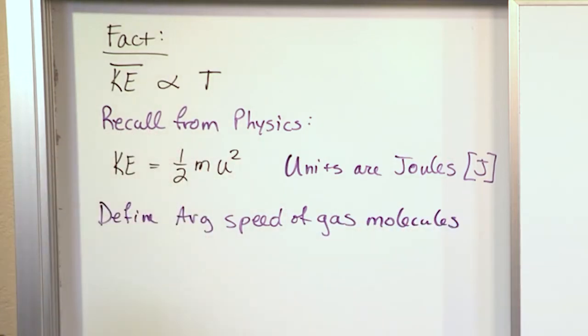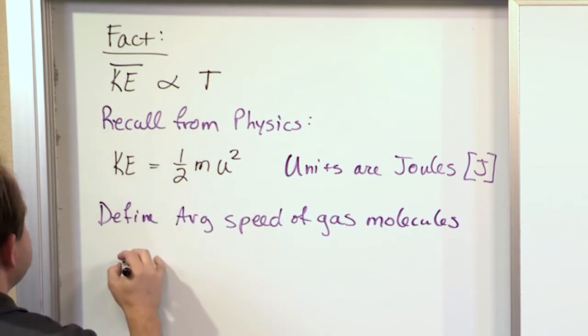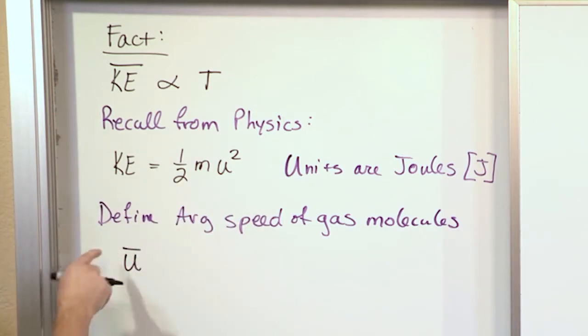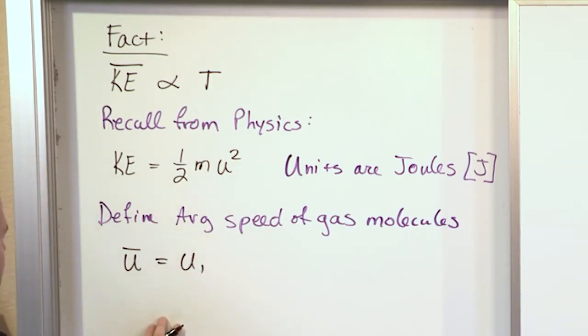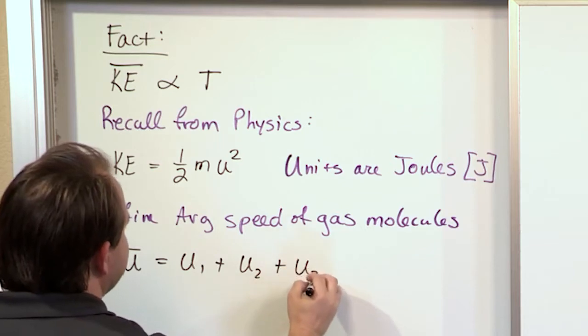We can define that, okay? And the way we would define that is we would say, instead of u, we would define u bar, which means the average speed. How would we do that? How do you calculate the average of anything? You take the speed of molecule 1 and you add it to the speed of molecule 2, and you add it to the speed of molecule 3, right?